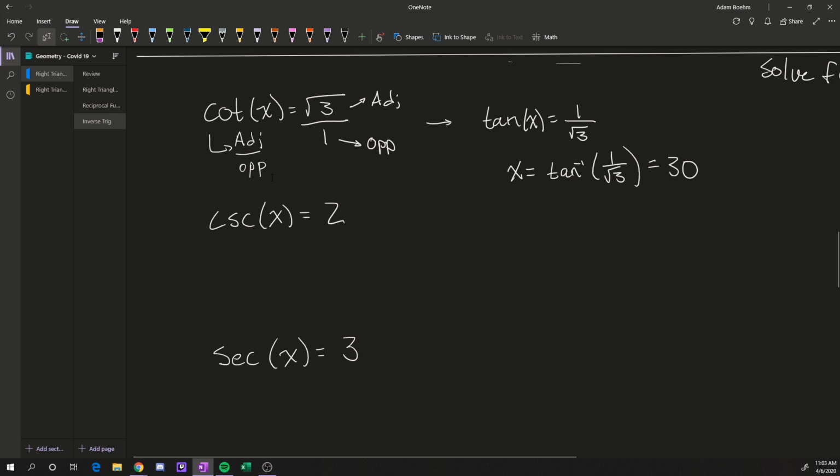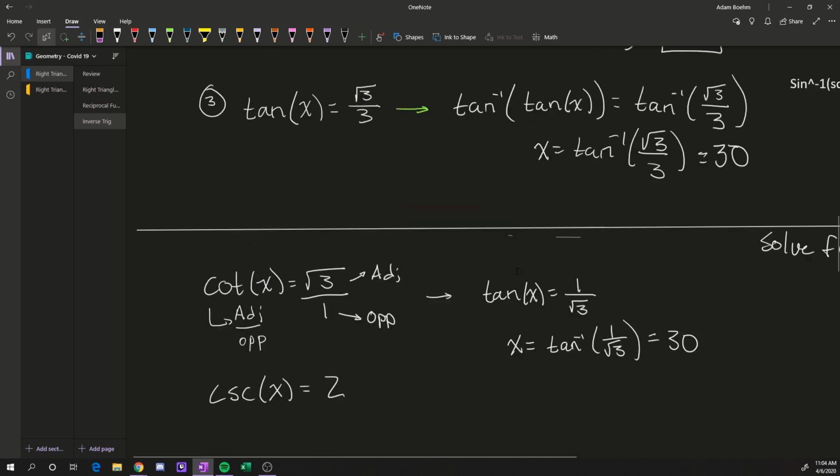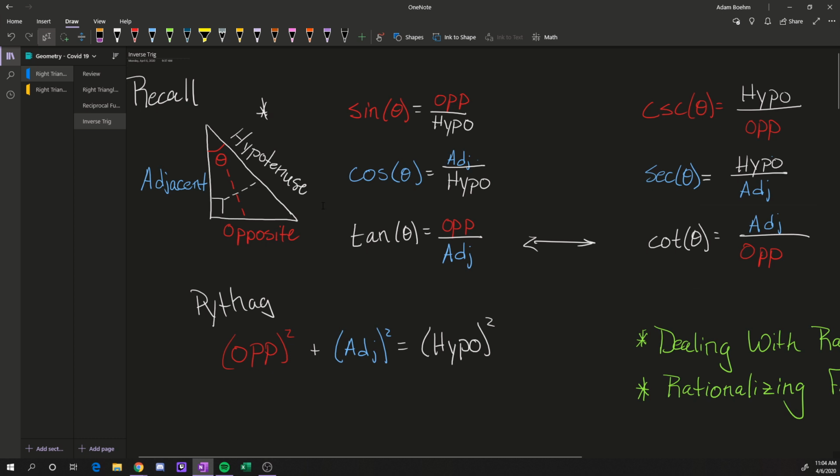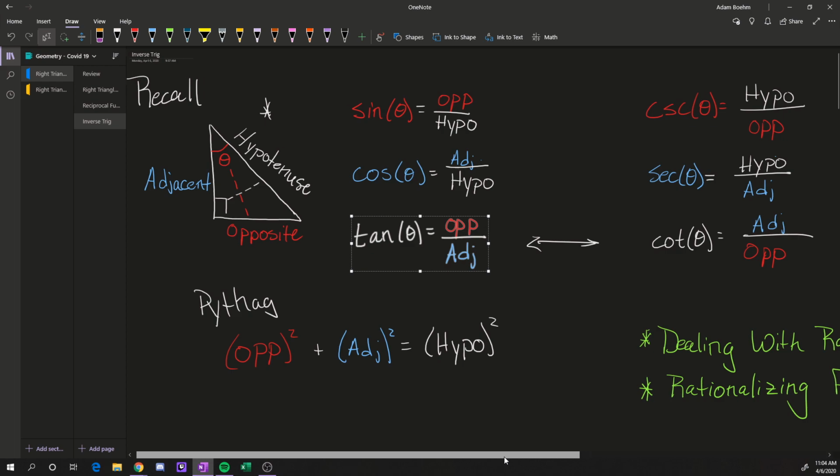How are you getting tangent from this? Cotangent is the reciprocal function of tangent. We only have sine inverse, cosine inverse, and tangent inverse to work with, so we need to change cotangent into tangent. We know that cotangent is adjacent over opposite, so if we just flip that fraction upside down, we get the tangent. If we go back up top, cotangent is adjacent over opposite, tangent is opposite over adjacent. So we have the two numbers that we need. We just need to flip that fraction.